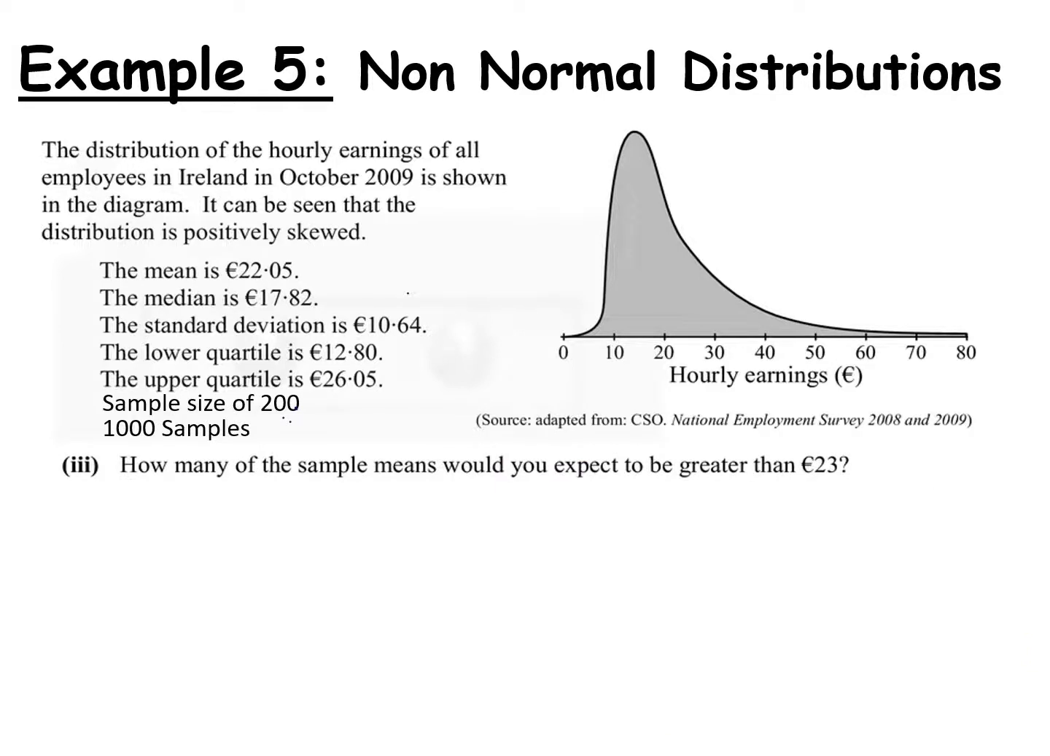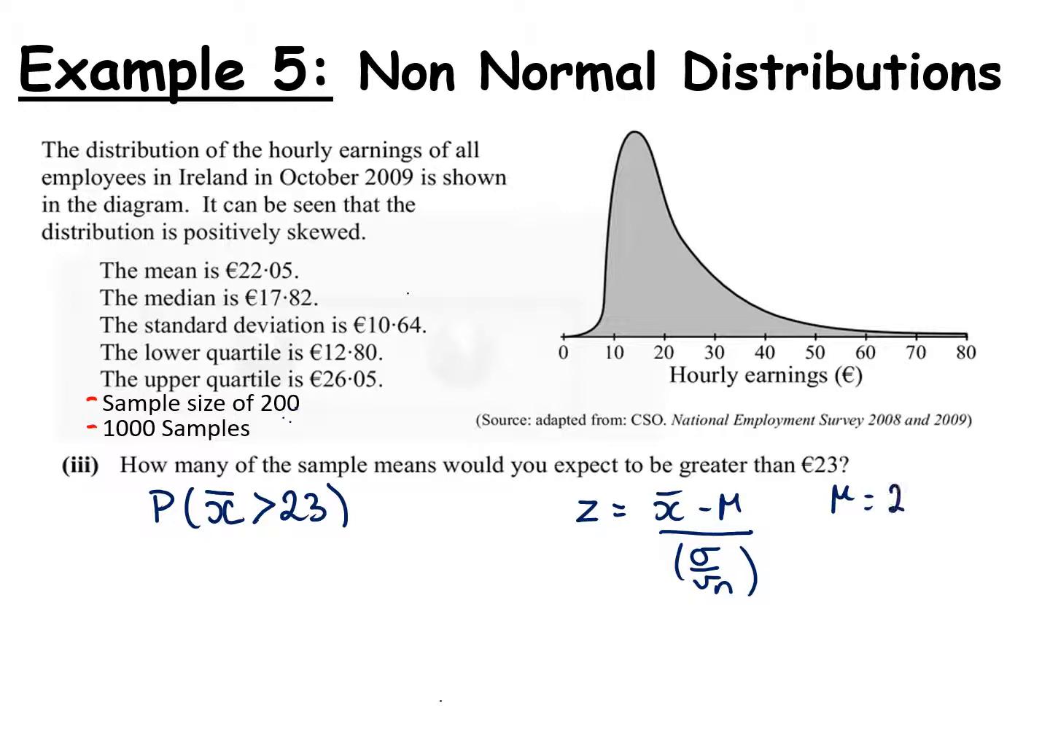So the third part of this question, again, I've kept up the information from the start, and I've also added in 2 new pieces that we got the last time, and that was that we have a sample size of 200 and there were 1,000 samples. So how many of the sample means would you expect to be greater than 23? So first thing we're going to do is let's find the probability that the sample mean would be greater than 23. And I can't work with sample means, I can't work with x bar, so instead I'm going to work with z-scores, which means I'm going to convert. So what I use is on the top of page 35, we have the formula x bar minus mu over sigma over root n. So just to make a note of what we have, my mu is 22.05. My x bar in this case is 23. My standard deviation is 10.64, and my n is 200.